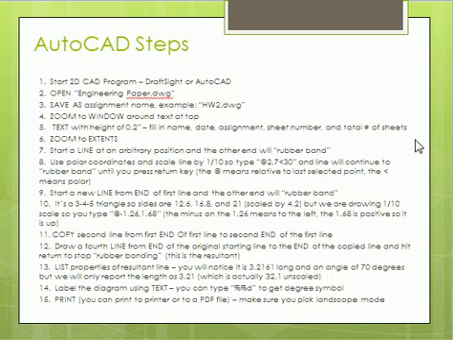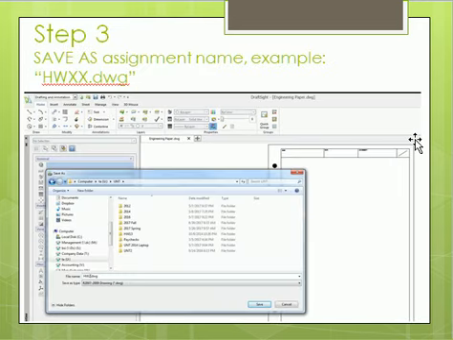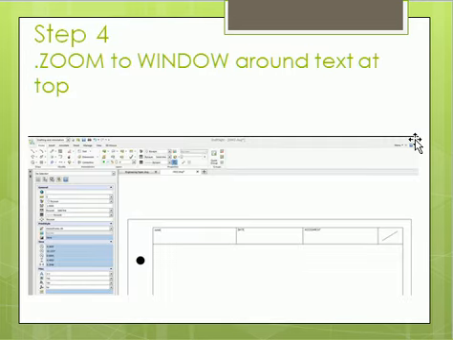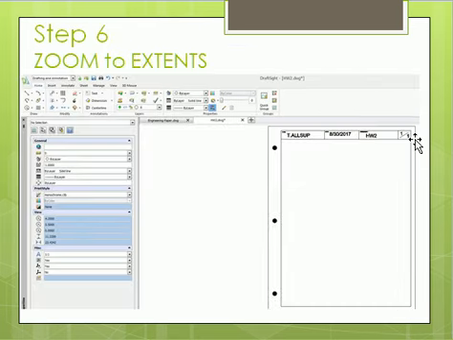We're going to use these particular steps. We're going to go to AutoCAD, open up the engineering drawing background, and save it under a new name. We're going to zoom in just to the text, and edit each one of the text blocks so it has the right homework assignment. We're going to zoom out.